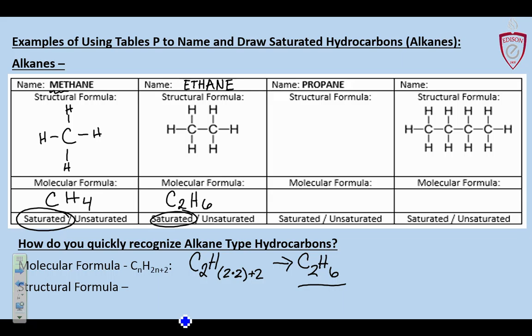All right, so I'm going to do the board. You talk me through it. Propane. "Prop" is the name. So I look at table P. The prefix I find is "prop," and it says the number of carbons is 3. So draw 3 carbons connected together.